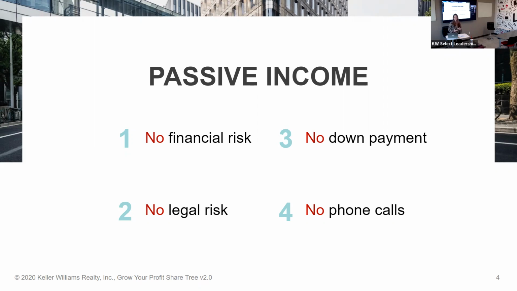How are we going to reach out to other agents? How are we going to build this without being creepy and weird and salesy and all of that?